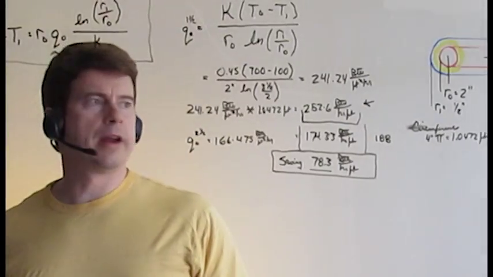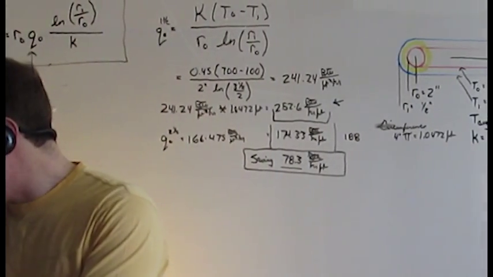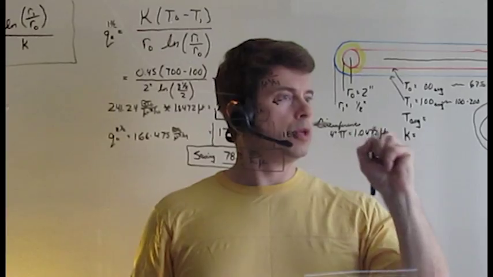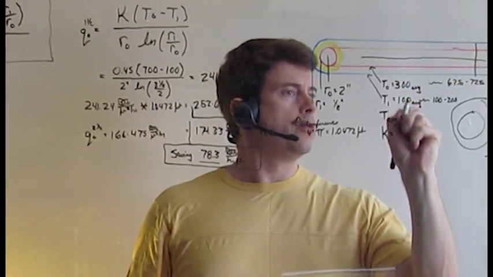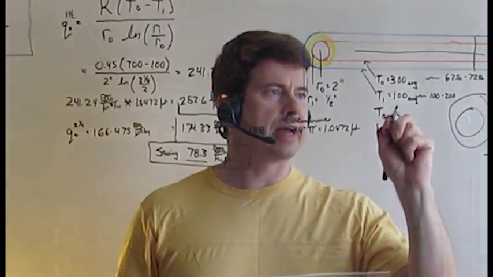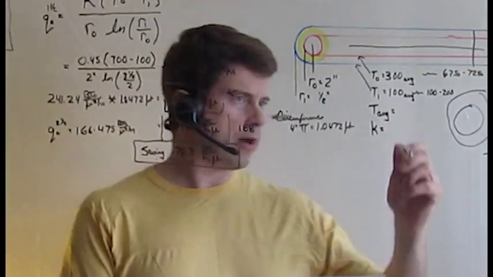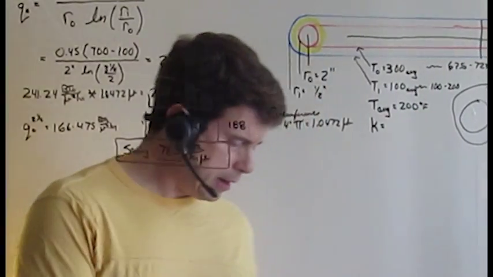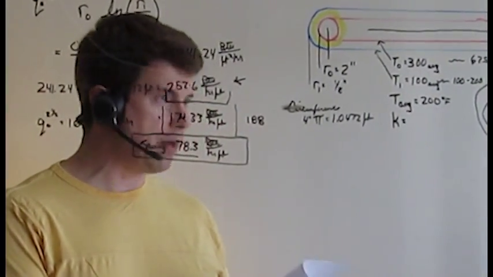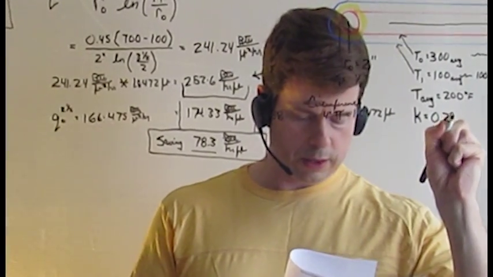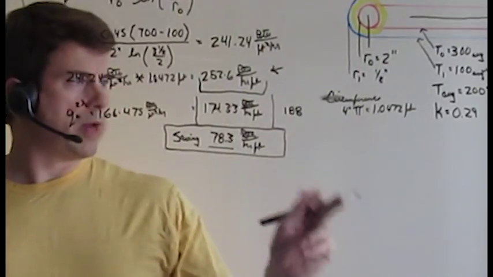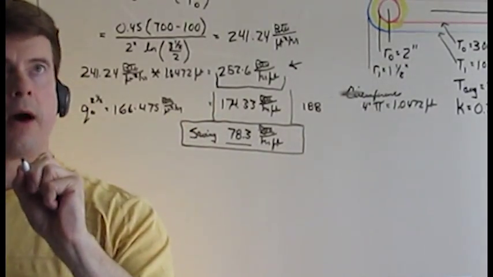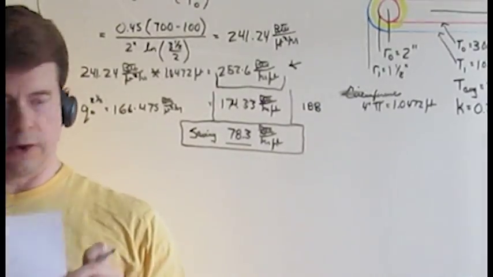Okay, so next we're asked to look at our return line, which in this case we're told is returning at 300 degrees Fahrenheit. We'll go ahead and, for simplicity, assume that the jacket temperature is also 100 degrees, which now gives us an average temperature of 200. And then getting the information off the table, we find a K value of 0.29. So now when we plug these numbers in, going back to our R1 of 1.5, this is now for our 300 degree return line.